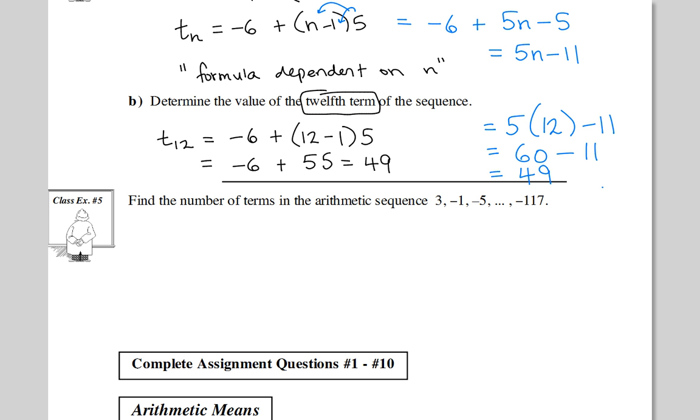Okay, the next one says find the number of terms. So now we're trying to find n. Whereas in the previous example, we were trying to find Tn. A little bit different. The previous example, looking for T12, which has a value of 49. Now in this example, they're giving us negative 117 and asking us to find, okay, well, which term number is this? Okay, 3 is number 1, so this is term 1, term 2, term 3, whole bunch of terms in between, and then negative 117.